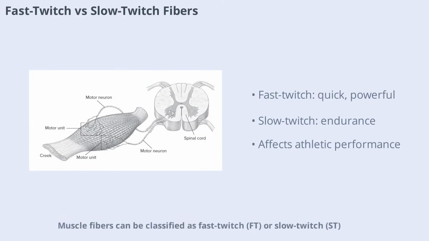Muscle fibers can be classified as fast-twitch (FT) or slow-twitch (ST), each with unique properties. Fast-twitch fibers reach peak tension and relax more quickly than slow-twitch fibers, making them ideal for explosive movements. They also tend to reach higher peak tensions. In contrast, slow-twitch fibers are more suited for endurance activities as they can sustain contractions for longer periods without fatigue. The mix of these fiber types in your muscles influences your athletic abilities and how you respond to different types of exercise.